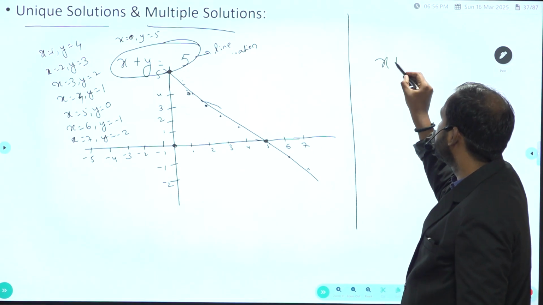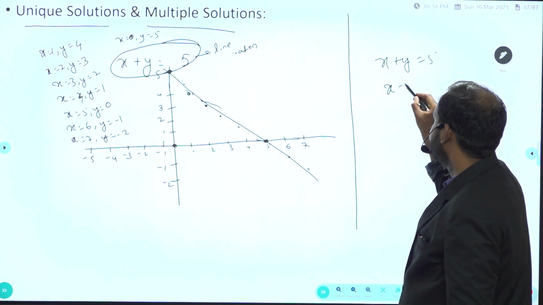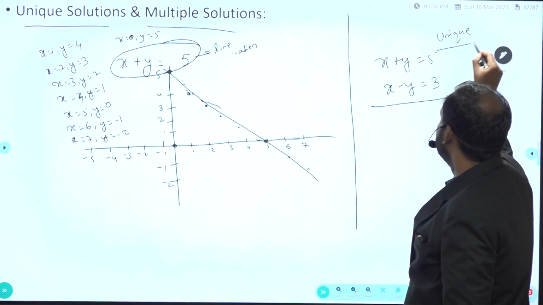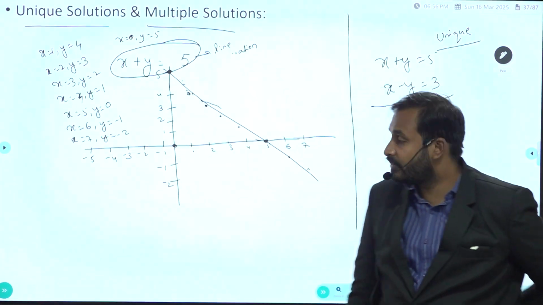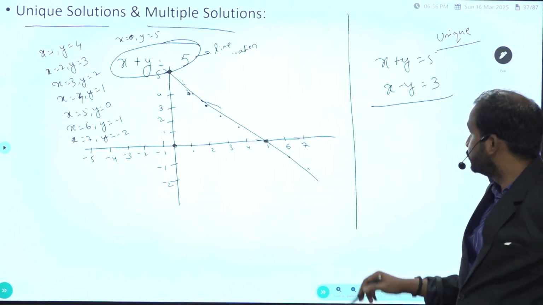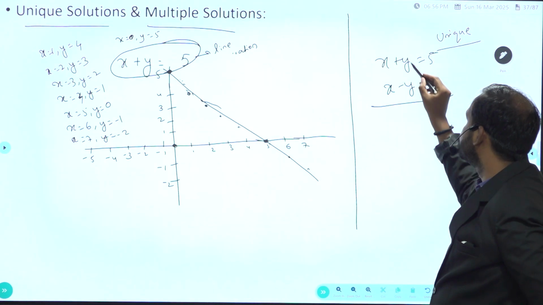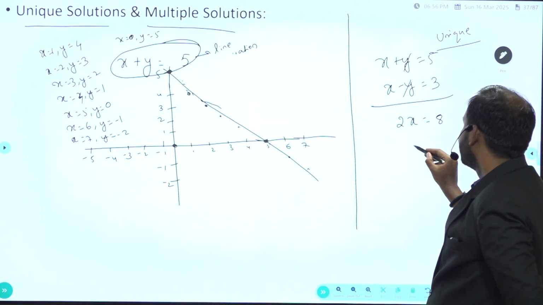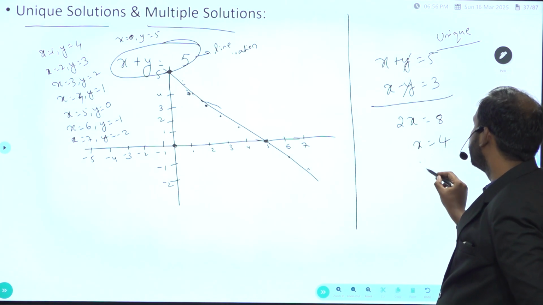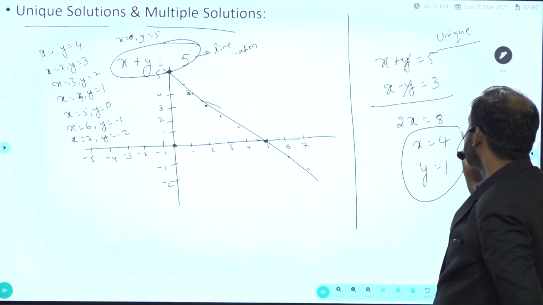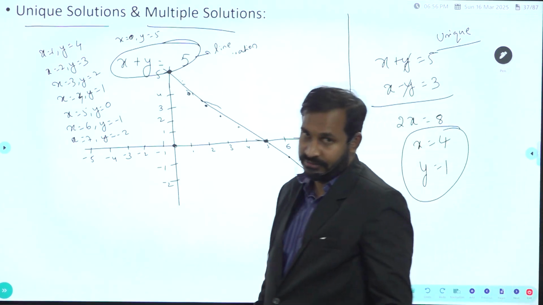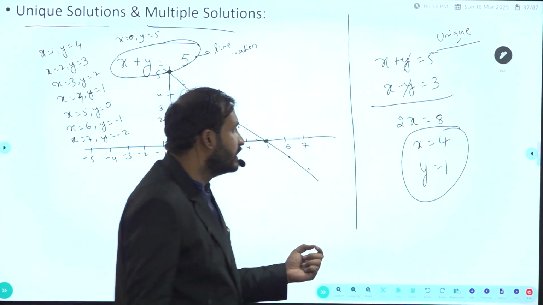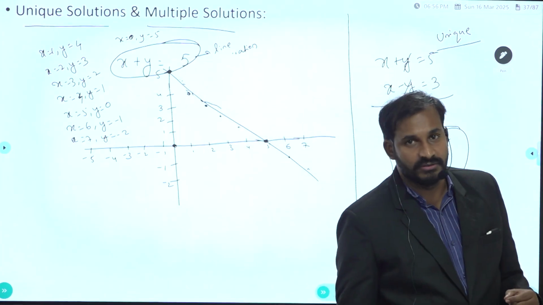But when you have two equations, definitely you will have the unique solution. Why? Because you need to solve for x and y individually. This is 5 and so y will get cancelled. 2x value will become 8, so x value becomes 4. If x value is 4, y value becomes 1. So you will get a unique solution, meaning exactly x value as 4 and y value as 1. Like this, you can find the unique solutions.